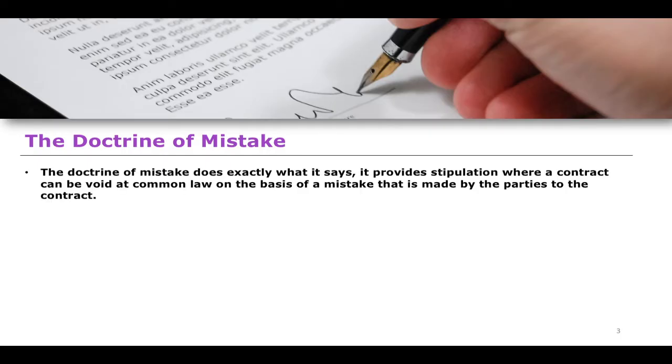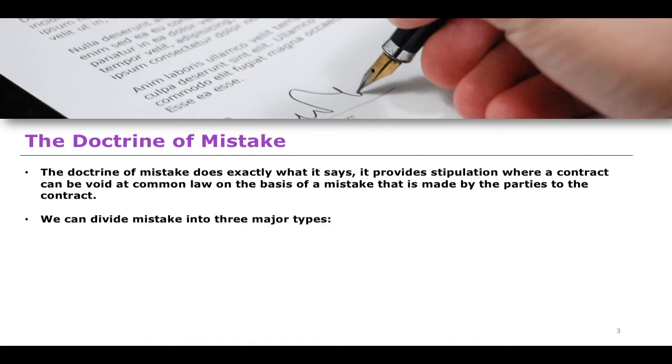So, the doctrine of mistake does exactly what it says. It provides a stipulation that where a contract is essentially done on the basis of a mistake, that contract can be made void, or at least voidable, by the parties to the contract.